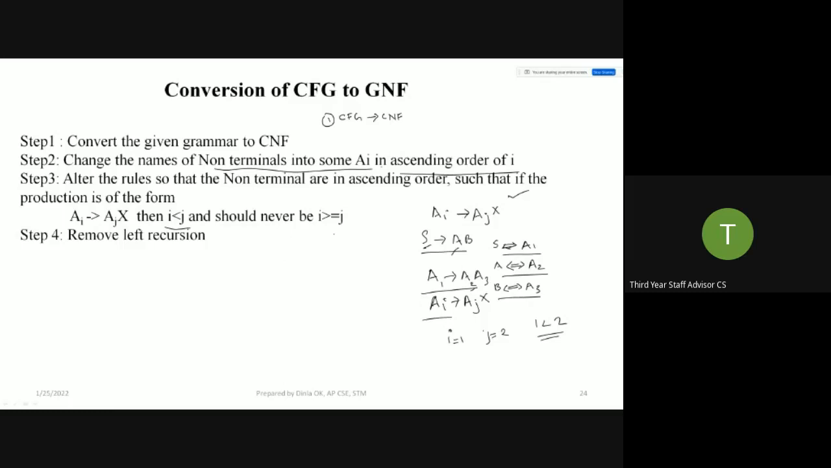If I is not less than J, then we have to replace certain non-terminals. In this case, suppose we got a production like I = 2, A2 implies A1 A3. Here I is 2 and J is 1, so the condition is violated, because 2 is greater than 1. That is, the condition I less than J gets violated.